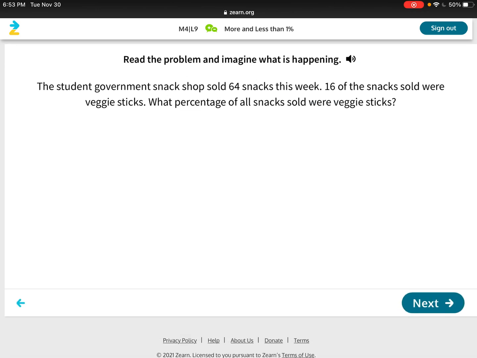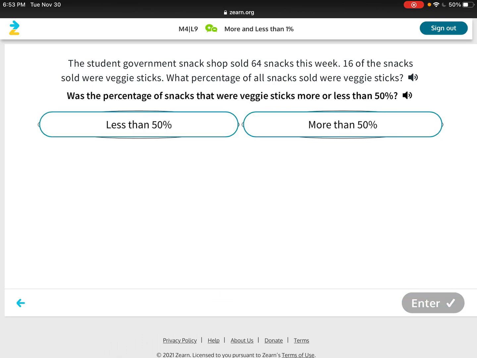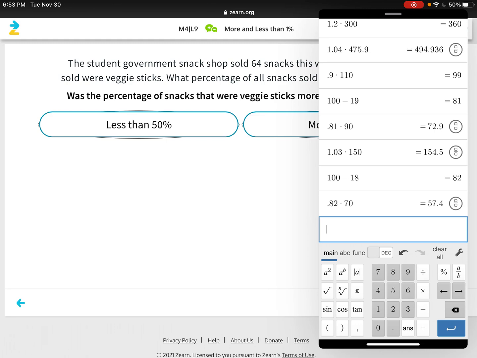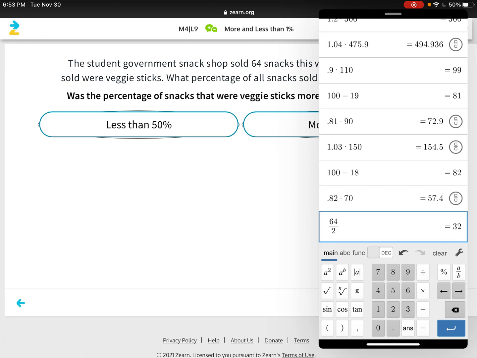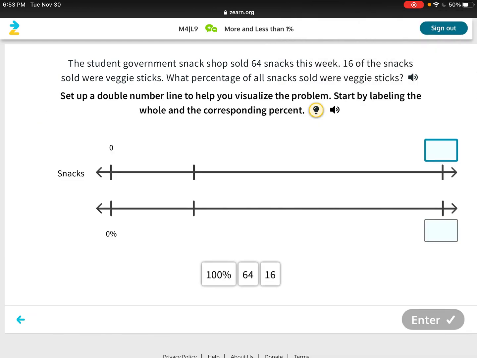Okay, so it says read the problem and imagine what's happening. 64 snacks sold in the entire week. 6 of those were veggie sticks. Okay, so then how many total snacks was 64? And if we wanted to check if it were less than 50%, do 64, split it in half, 32. And since we only sold 16, we know it's less than 50%.